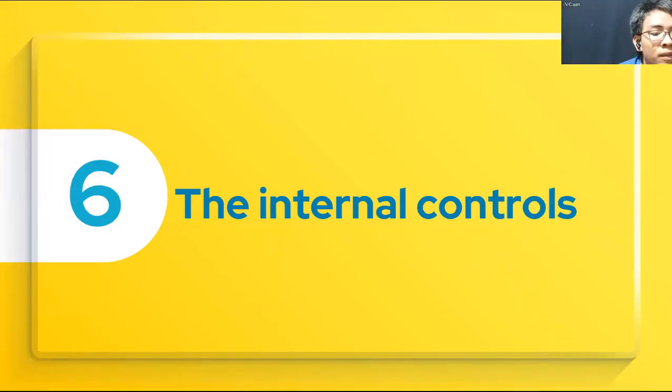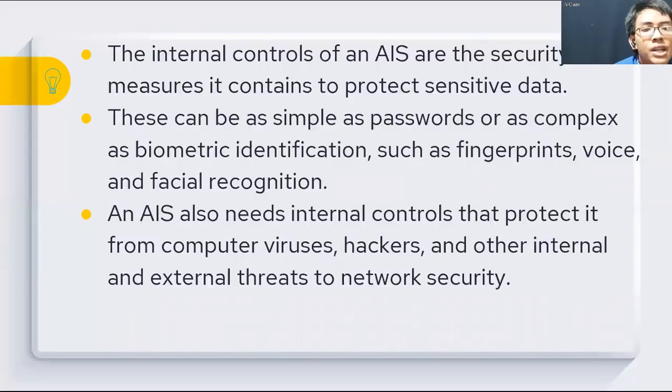This brings us to my final point, the internal controls. The internal controls of an AIS are the security measures it contains to protect sensitive data. This can be as simple as passwords or as complex as biometric identification, such as fingerprints, voice, and facial recognition. An AIS also needs internal controls that protect it from computer viruses, hackers, and other internal and external threats to network security.